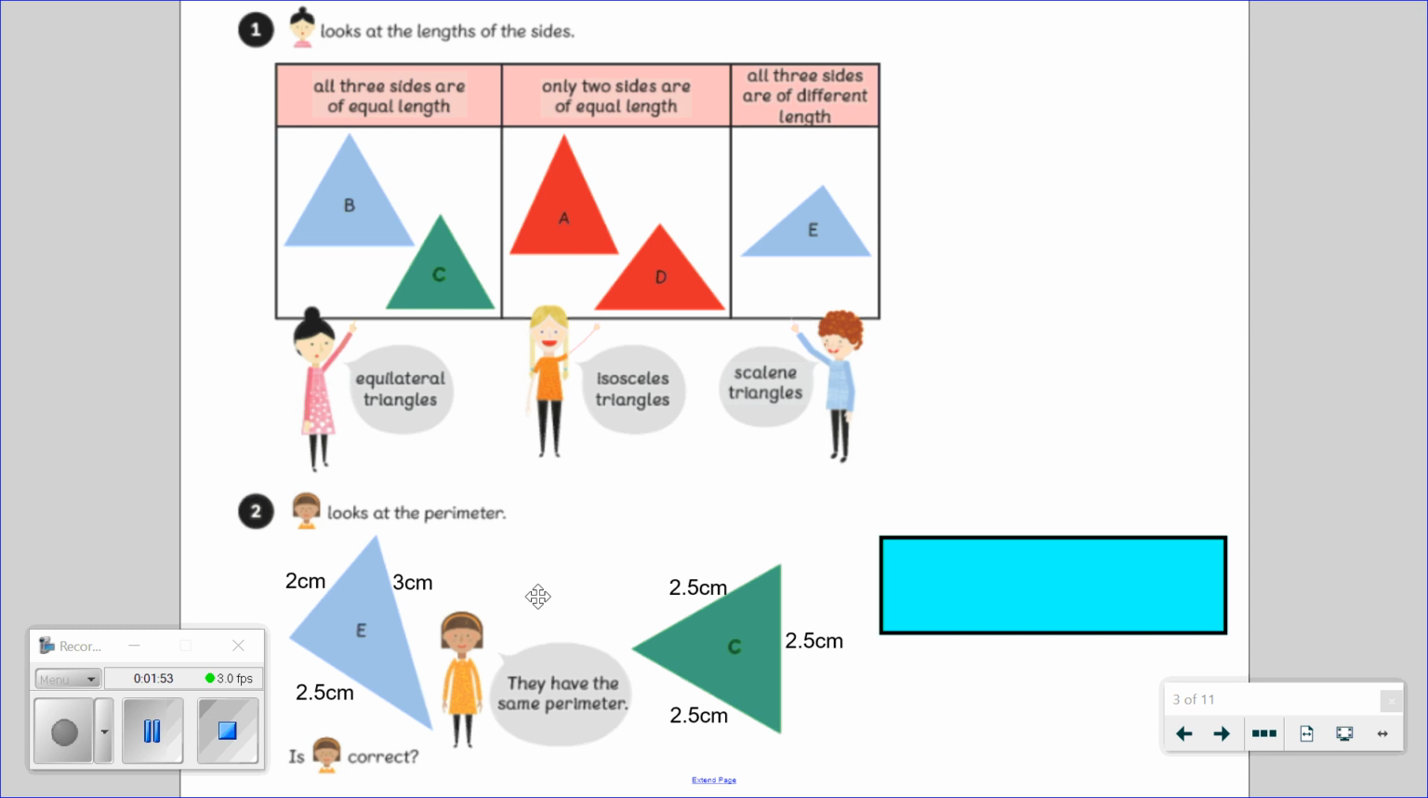Amira has looked at triangles E and C. She says they have the same perimeter, or distance around the outside. Triangle E has all different lengths. It's a scalene triangle. The lengths are marked here. Triangle C's sides are all 2.5 centimetres long. It's an equilateral triangle. Do they have the same perimeter? What do you think?